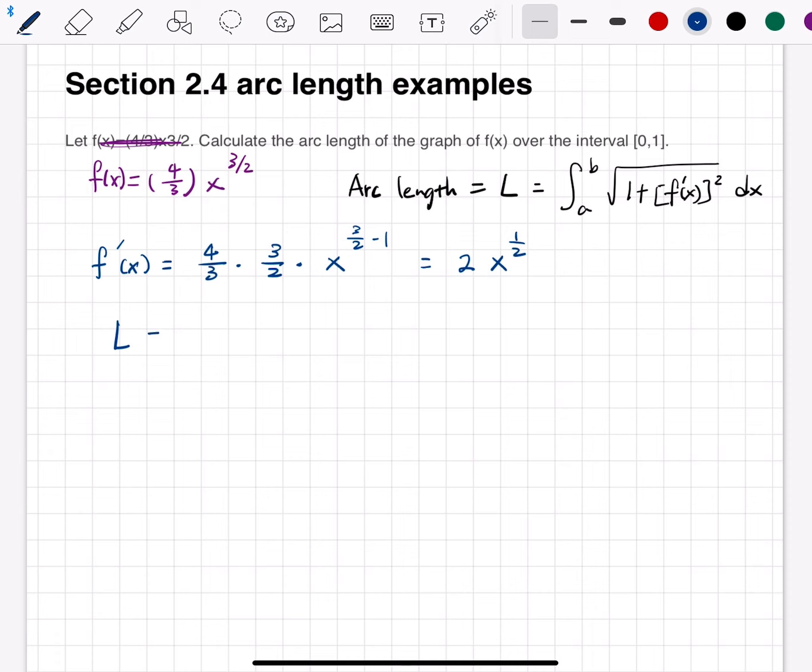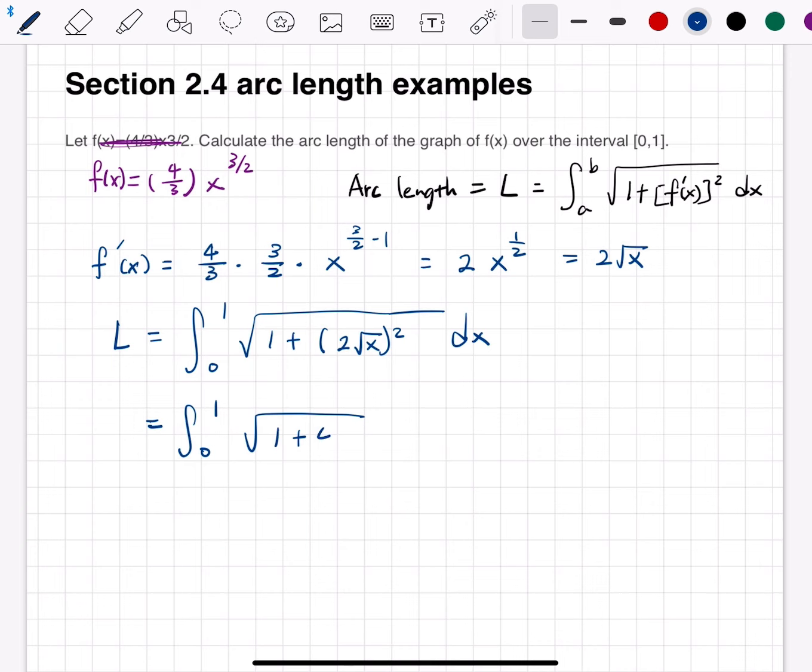So the arc length is going to be the integral from 0 to 1 of the square root of 1 plus the first derivative, 2 square root of x, squared, dx. The 1 half power is the same as the square root. I want to rewrite it as a square root because it's easier for me to square it. Now to simplify it, we got 1 plus 4x dx.